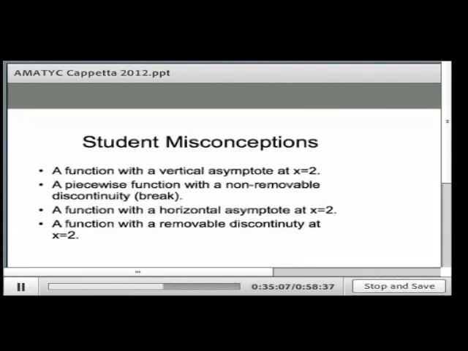Some student misconceptions we get from the previous example: a function with a vertical asymptote, a piecewise function with a non-removable discontinuity, a function with a horizontal asymptote, a function with a removable discontinuity at x equals 2. All types of misconceptions we see on the previous exam.